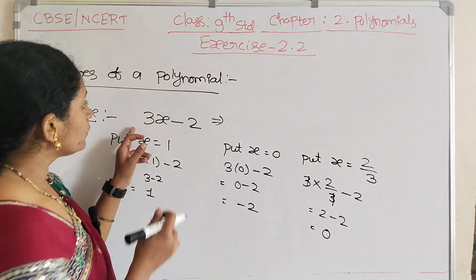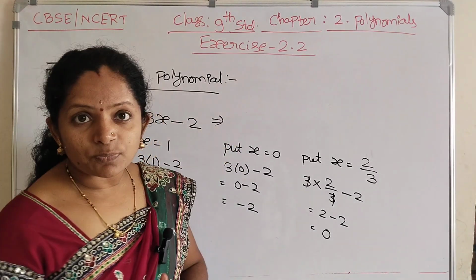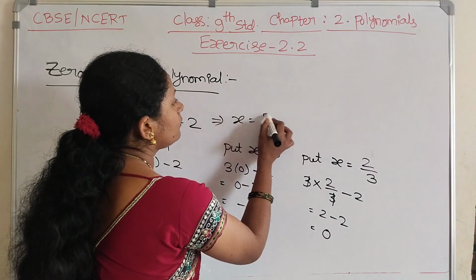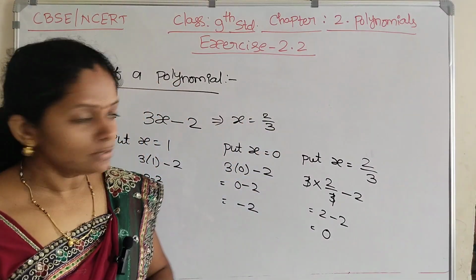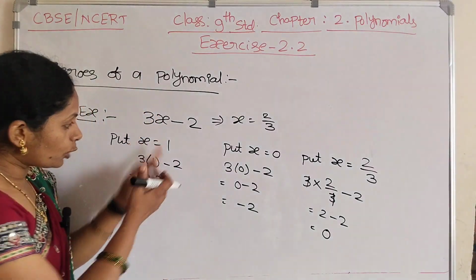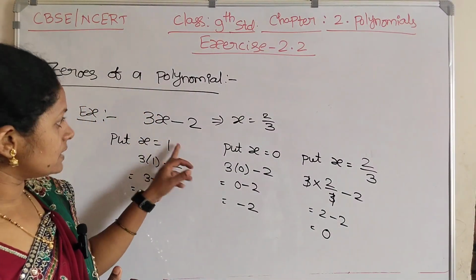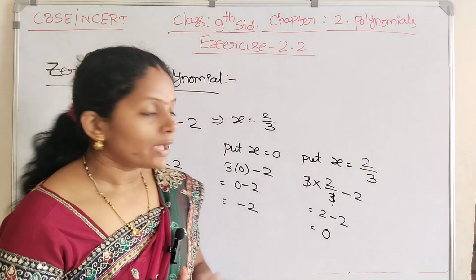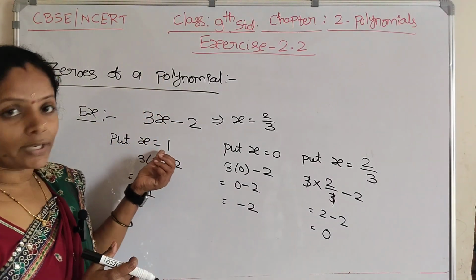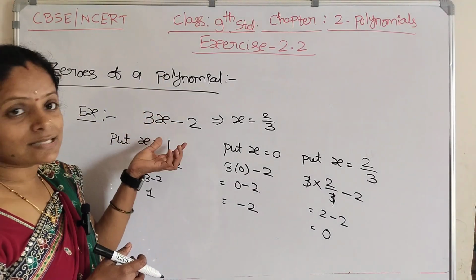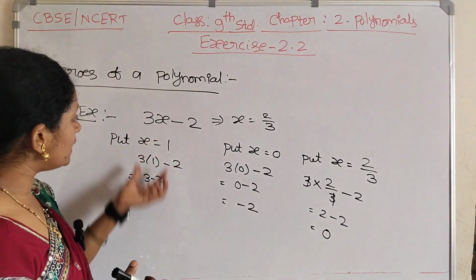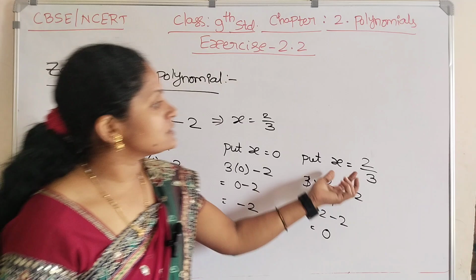If I ask you, what is the zero of this polynomial? What is your answer? x is equal to 2 by 3. This is the zero of this polynomial. And what are these? x is equal to 1, x is equal to 2. If somebody asks you, what is the value of P of 1, at that time, wherever x is there, you have to substitute the value 1. So this is called the value and this is the zero.